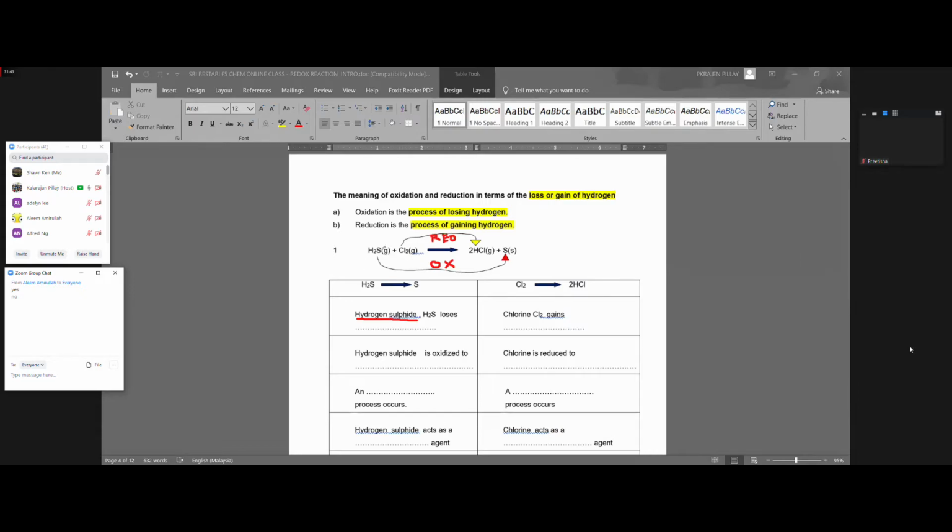This was oxidized. Correct or not? This was oxidized. So this chlorine must be your oxidizing agent, because H2S underwent oxidation. So put down here, chlorine acts as your oxidizing agent. And then here you can see, chlorine underwent reduction. So hydrogen sulfide is your reducing agent.